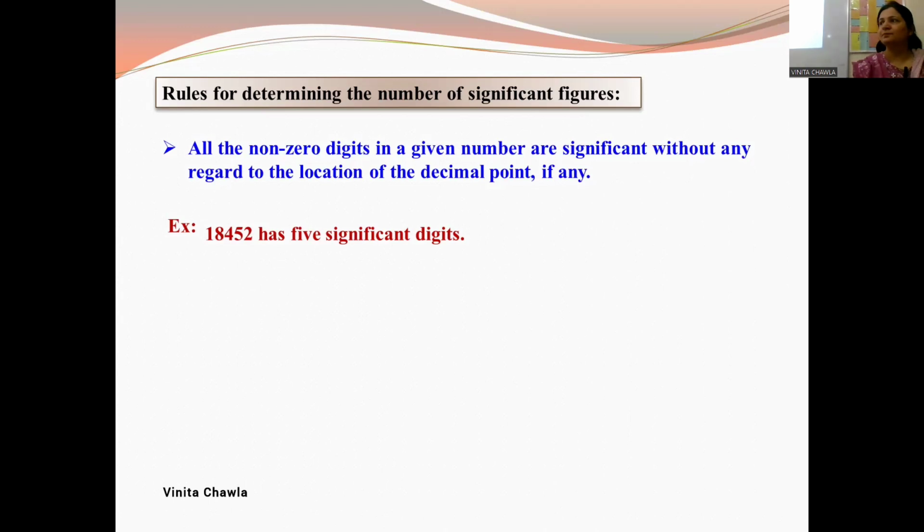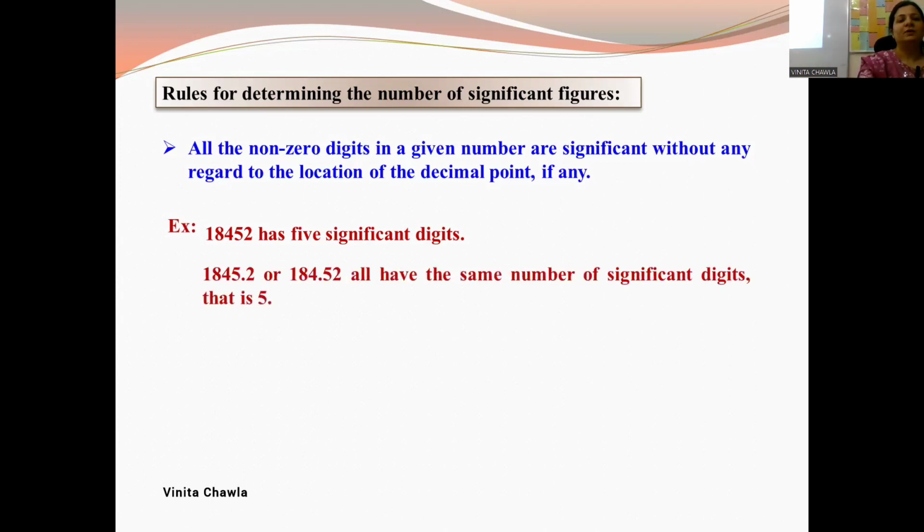Simply write the examples. No need to write the statements. You'll get everything. Okay. But if we have decimals in between the digits, again, they have the same number of significant digits, that is 5. So it is not affected by the decimal. Okay.